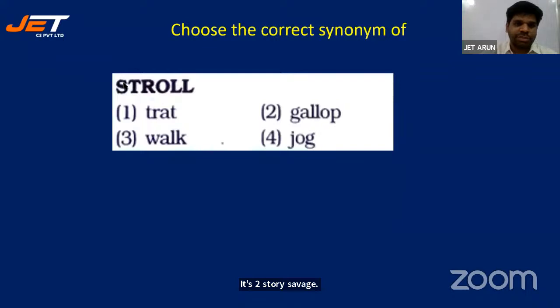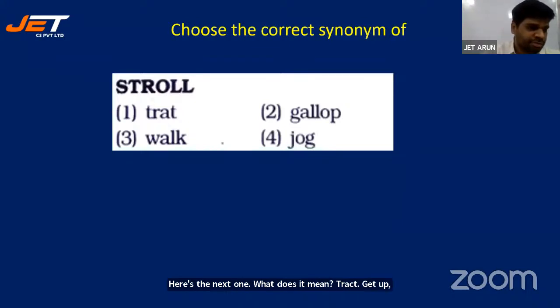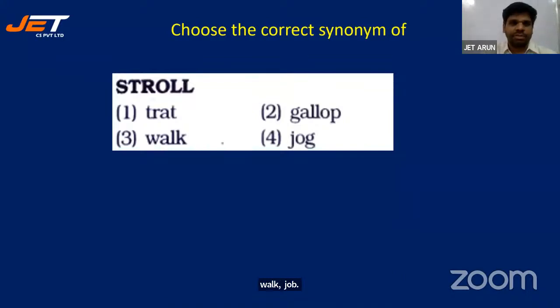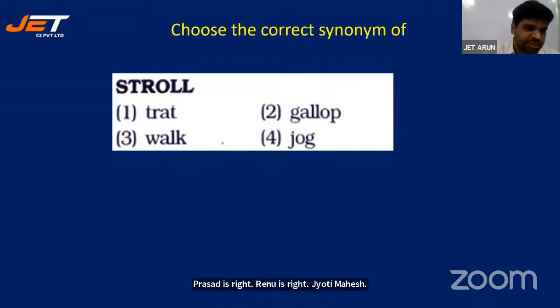Here's the next one. Stroll. What does it mean? Trot, gallop, walk, jog. Stroll. What does it mean, students? Prasad is right. Renuka is right. Mahesh is right. Jyoti, Mahesh, Rakesh. Okay. Ashwin. You're all right. Good.